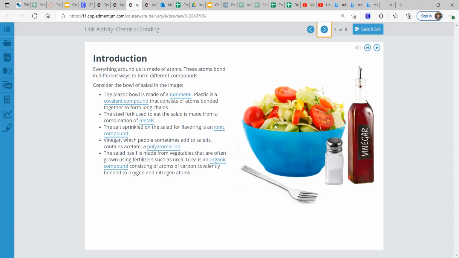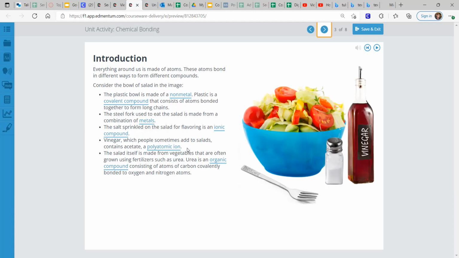Look at the picture to the right here. This is a bowl of salad. The plastic bowl is made of a non-metal. Plastic is a covalent compound that consists of atoms bonded together to form long chains. The steel fork used to eat the salad is made from a combination of metals. So we have a non-metal bowl and a combination of metals in the fork.